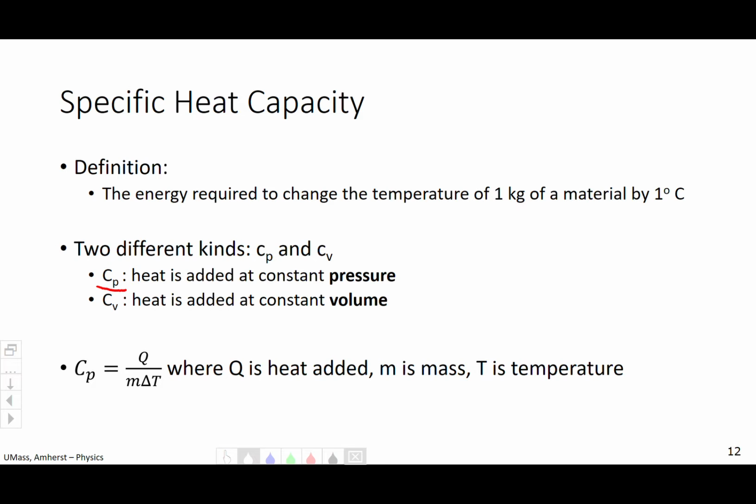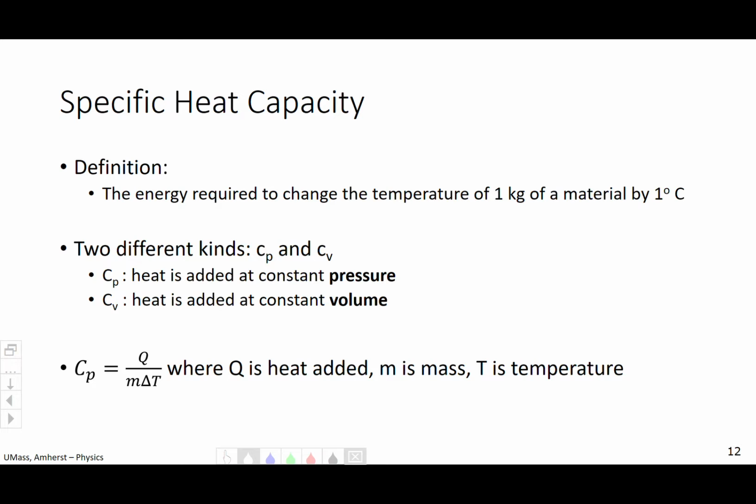CP is what we call the first. It is heat added at a constant pressure. And CV is heat added at a constant volume. So CV would be if we had a fixed container, where we filled a box that was incompressible or inexpandable. However, what we're going to do today with the calorimeters is constant pressure. That means constant air pressure around it, so it can expand volumetrically.